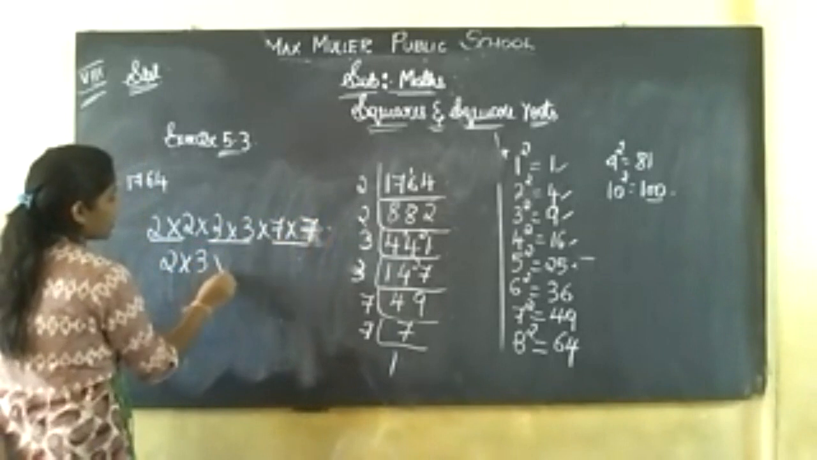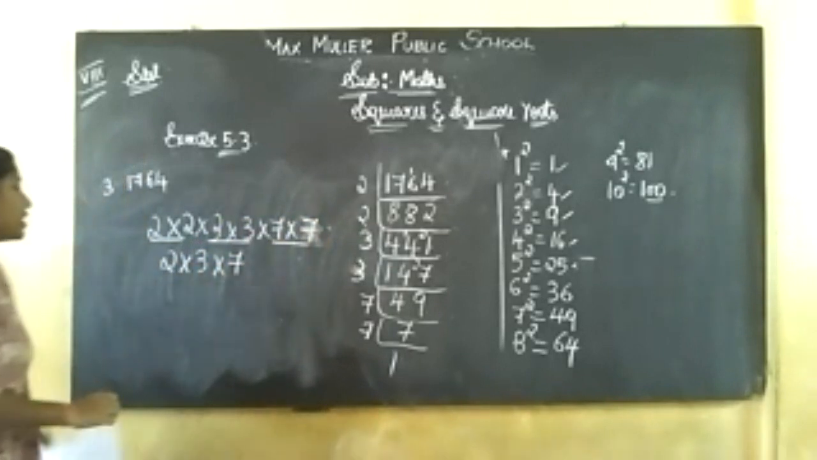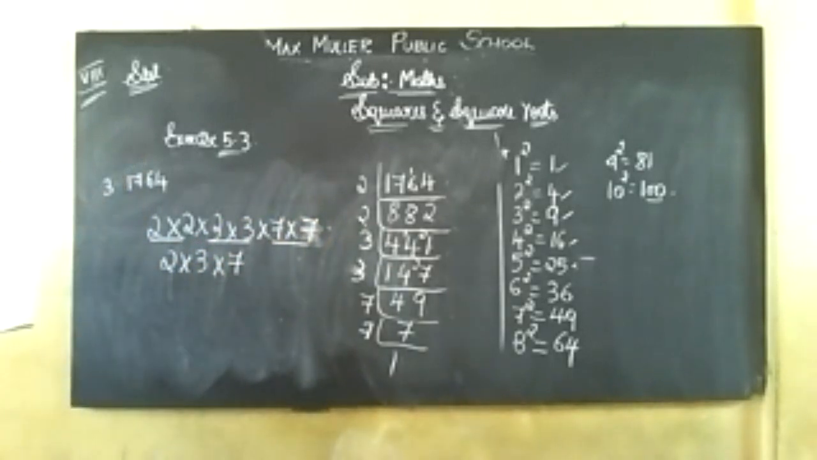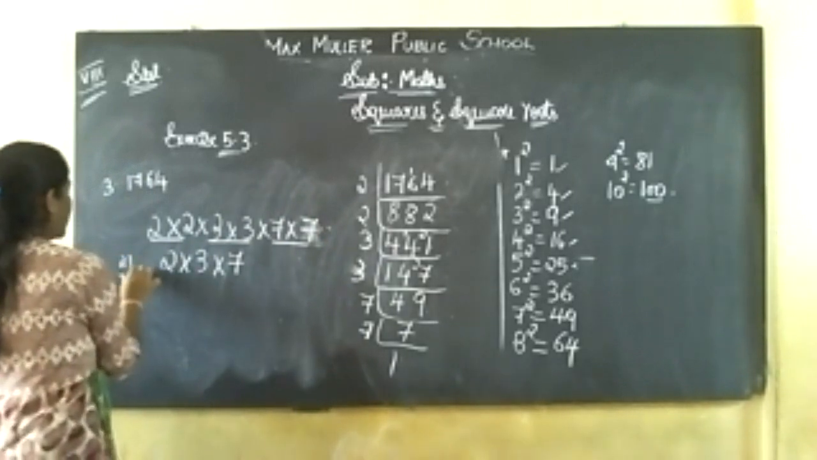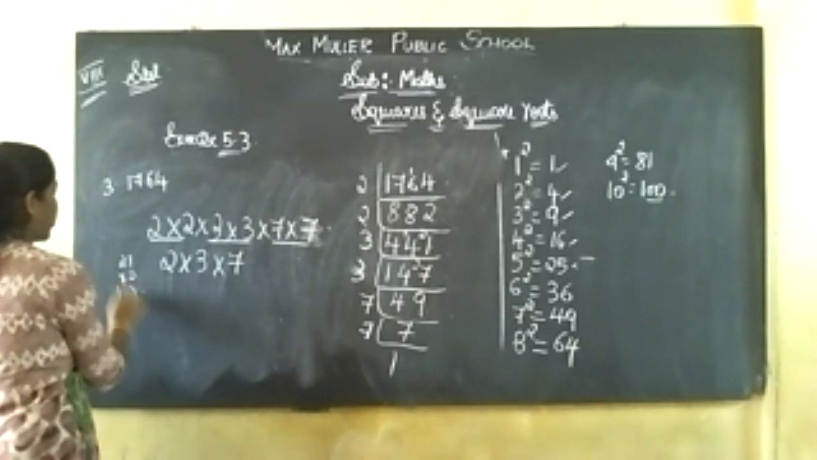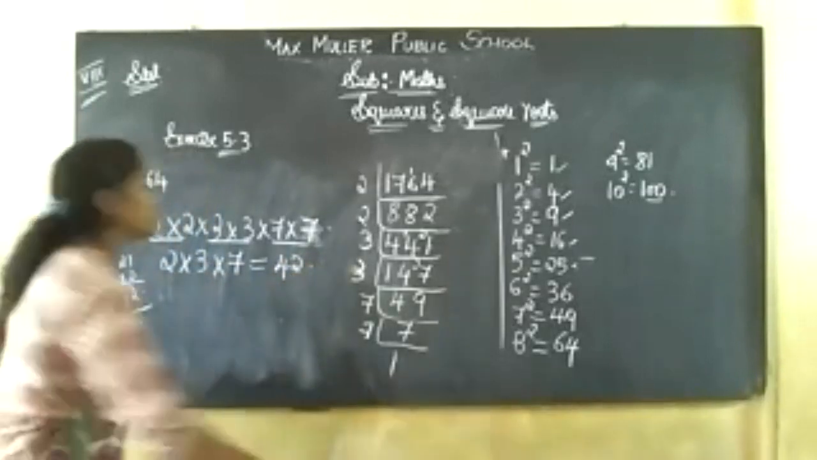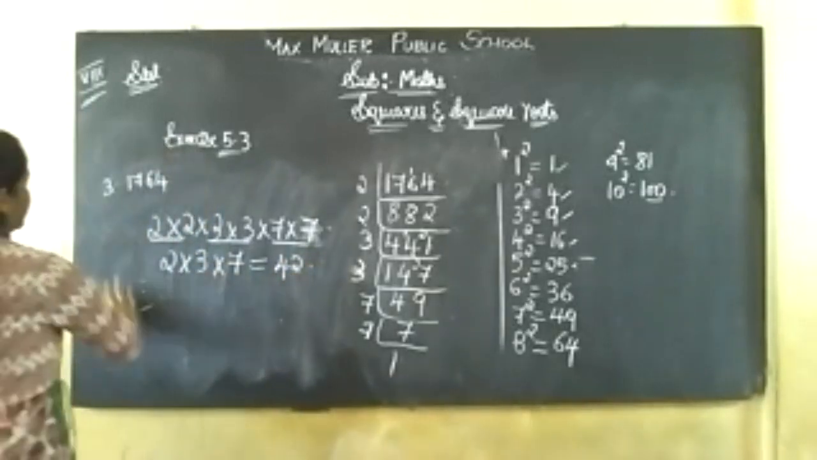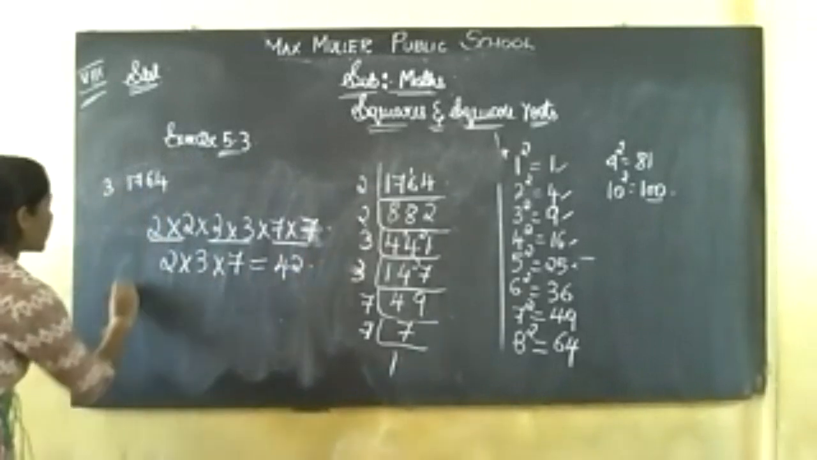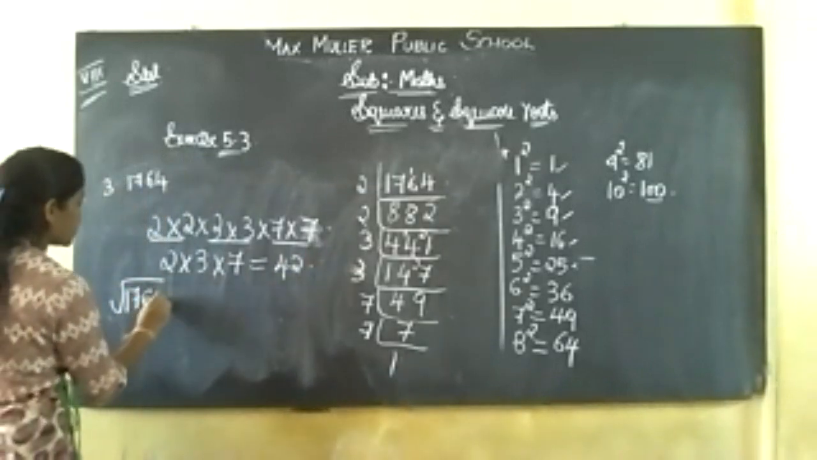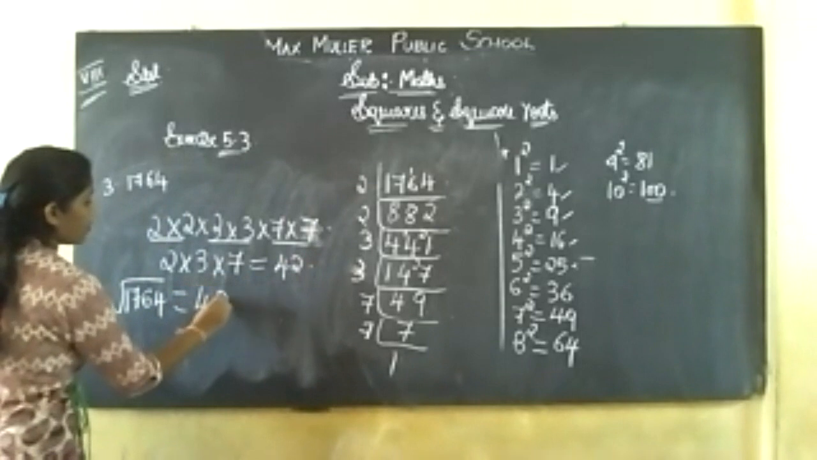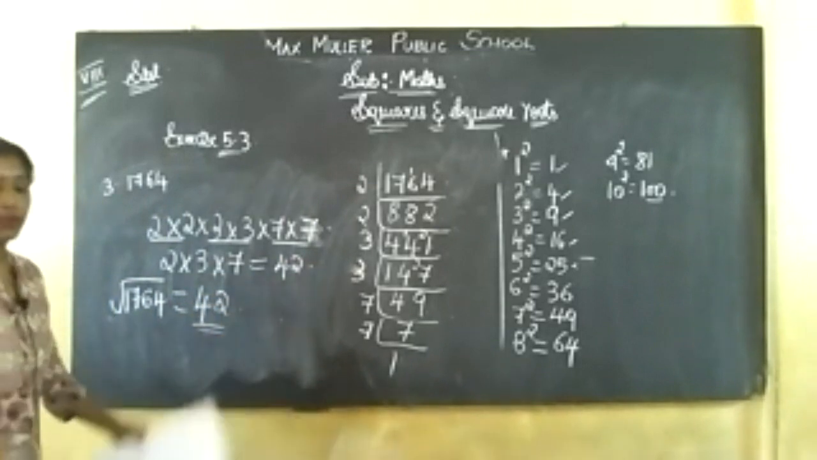2 cross 3 cross 7. 7 3s are 21. 21 into 2, yes, 42. 2 ones are 2, 2 twos are 4, 42. So the square root of 1764 is 42.